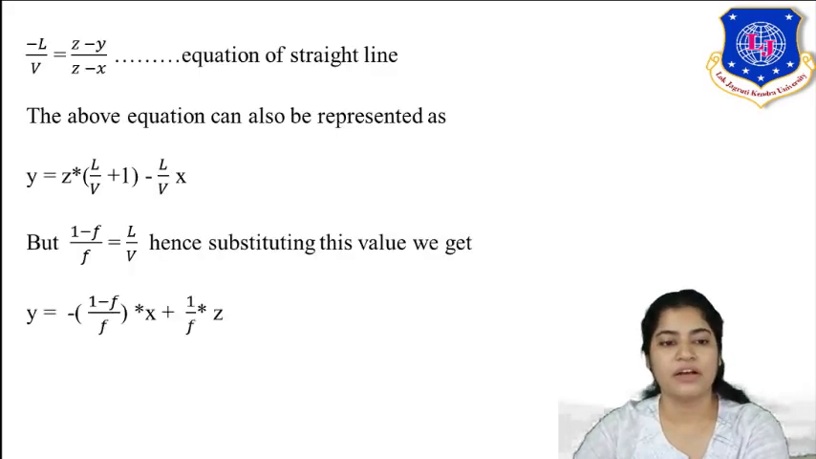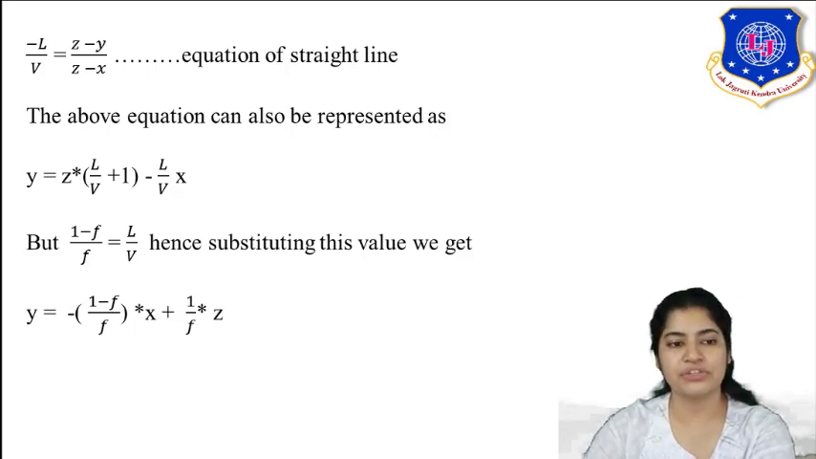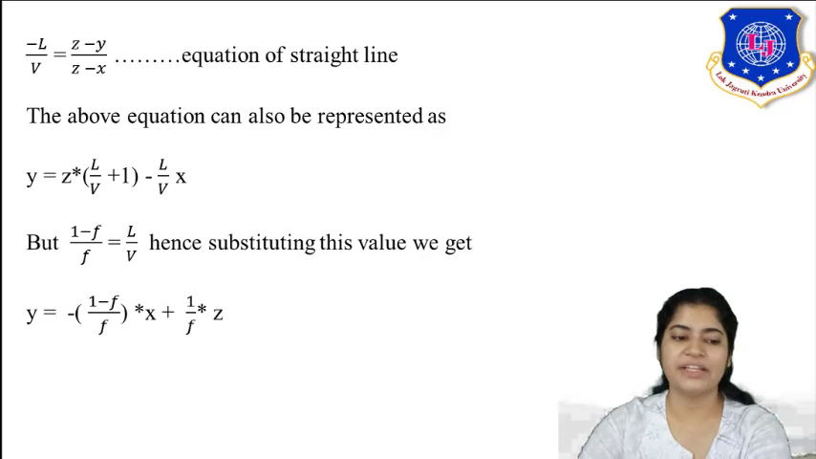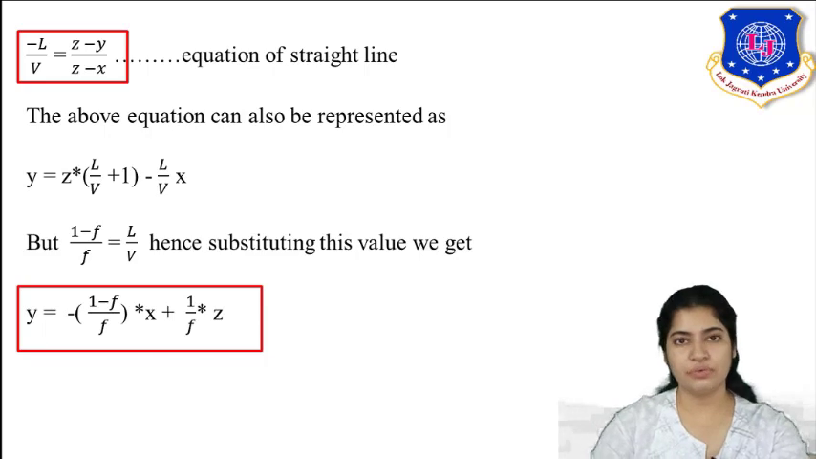Now, the equation of the straight line was minus L by V is equal to (Z minus Y) upon (Z minus X). So I am changing my equation, writing it in the form of Y. What I will get is Y equals Z into (L by V plus 1) minus (L by V) times X. Now I am substituting minus 1 upon F in place of L by V, and I will get this equation. Both these equations are your equations of the operating line, the straight line of flash distillation.